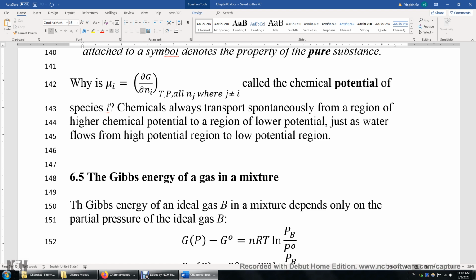However, if we use chemical potential, it's always true that chemicals transport or flow from a higher chemical potential region to a lower chemical potential region. It's always true under whatever conditions. This statement is always true. Chemicals always transport from a higher chemical potential region to a lower chemical potential region.